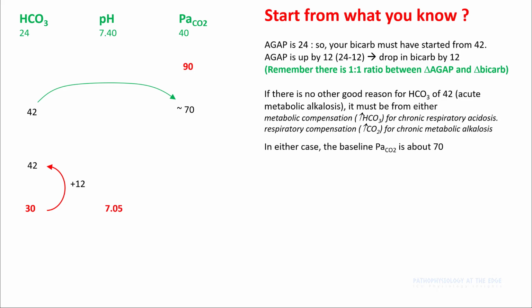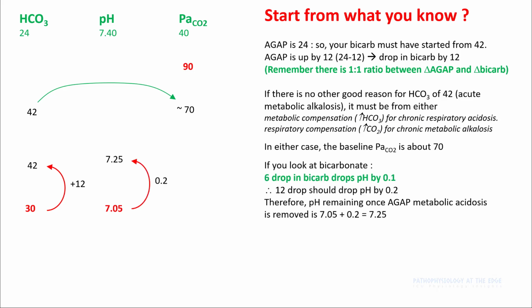So this patient either has metabolic compensation for chronic respiratory acidosis, and that would be more logical because he has COPD and morbid obesity, or it can also be respiratory compensation for chronic metabolic alkalosis, but we don't see reason for chronic metabolic alkalosis like Lasix use. So in either case, the baseline PaCO2 comes down to be 70.